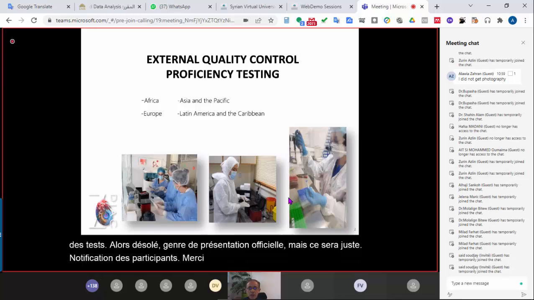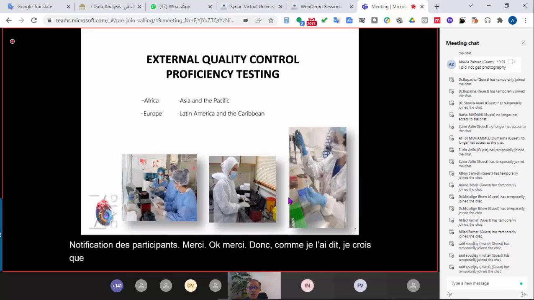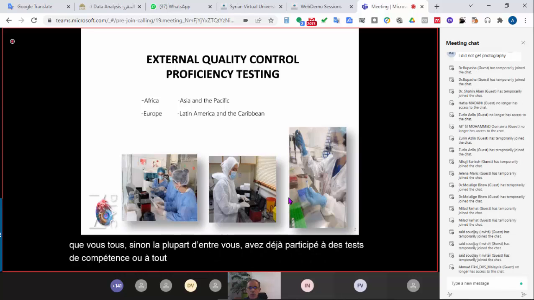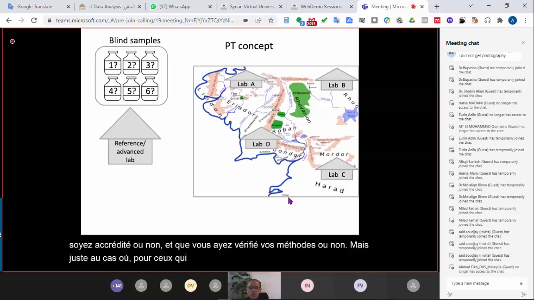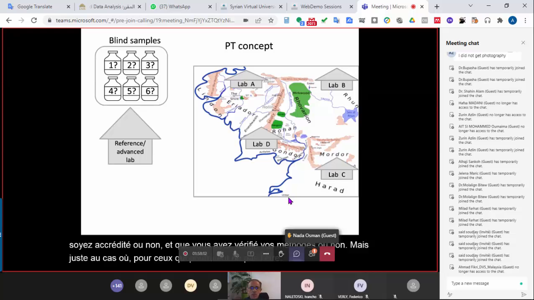As I said, I believe that all of you, if not most of you, have already participated in proficiency testing or some kind of external quality control, whether you are accredited or not, and whether you have verified your methods or not. But just in case, for those who might not have participated, what is the PT concept? The reference or advanced laboratory will prepare 6 samples, and they will not be labeled. There will be positive, negative, weak positive and strong positive samples, and this is called a panel.